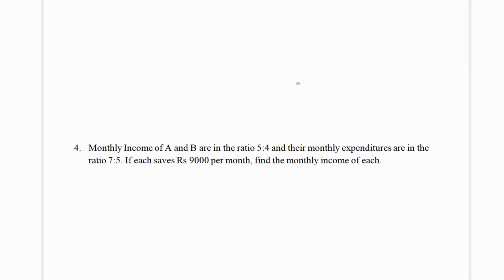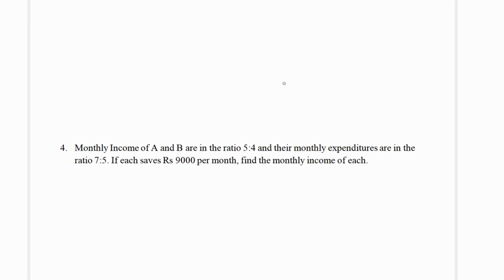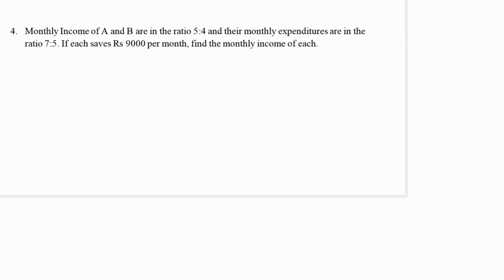Question number 4. In question number 4, it says the monthly incomes of A and B are in the ratio 5:4 and their monthly expenditures are in the ratio 5:7. So, if each saves rupees 9,000 per month, find the monthly incomes of each.